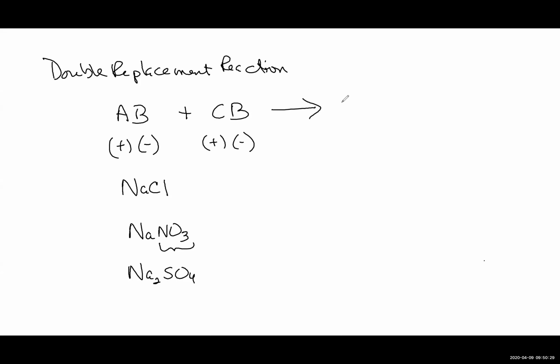And what's going to happen is the positive A is going to end up going, oops, sorry, that should be a D. Let me fix that. A is going to go with D, and we're not going to write B first because B is negative. Whenever you're writing a formula, always put the cation first. So I'm going to put CB so that I also have my positive and my negative.